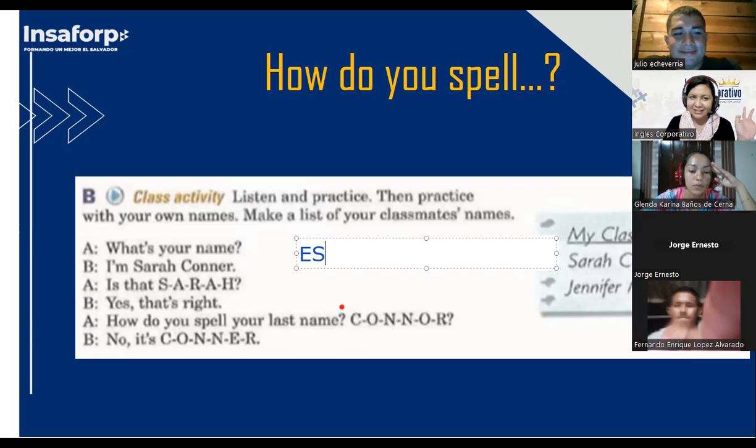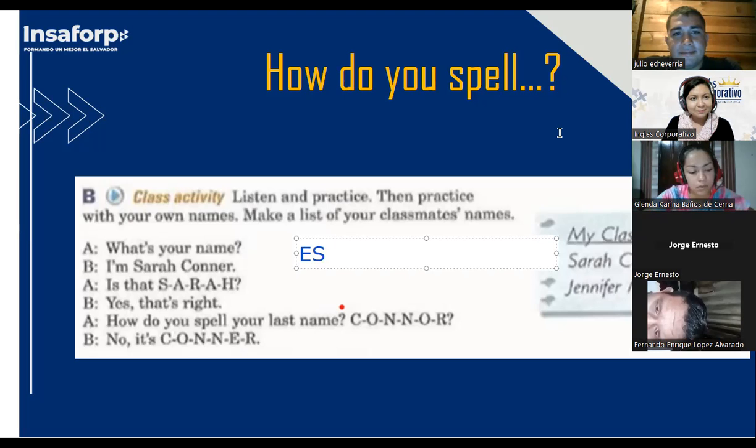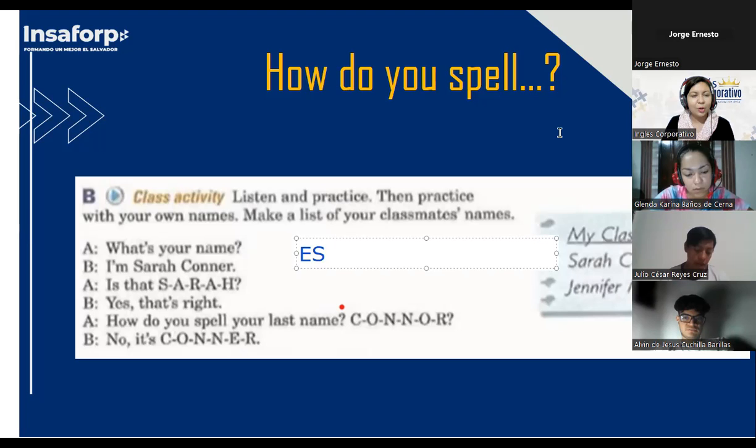Okay, are you ready? Let's start. My middle name is Stephanie, and it is spelled like this. E. S. Wait, I am going to spell it. You type it, and when you finish, you press enter and you send it, okay? E-S-T-E. Double F.